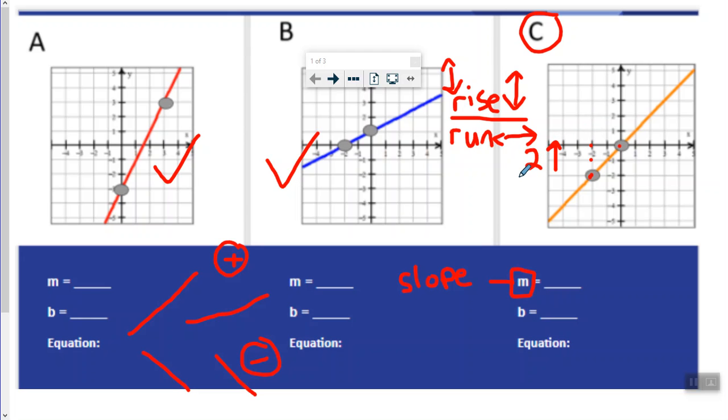And now we're going to do run. Run is how many spaces you go left and right. Here we are going right. So let's count. 1, 2. So we went to the right, or our run was 2. So our slope is 2 over 2. We can make this into a smaller number. If we do 2 divided by 2, that will give us 1. So our slope is going to be 1.